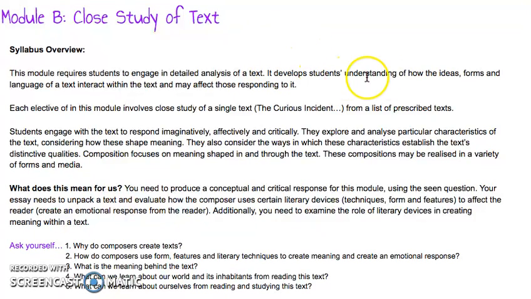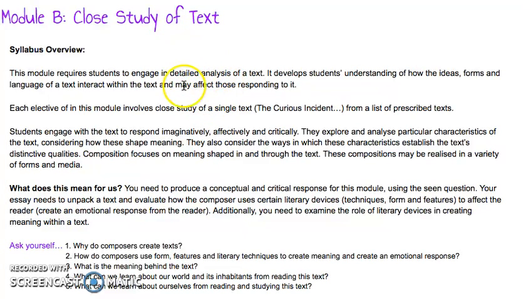So it develops students' understanding of how the ideas, forms, and language of a text interact within the text and may affect those responding to it. In other words, how do these three components of a text work together to then affect the reader?